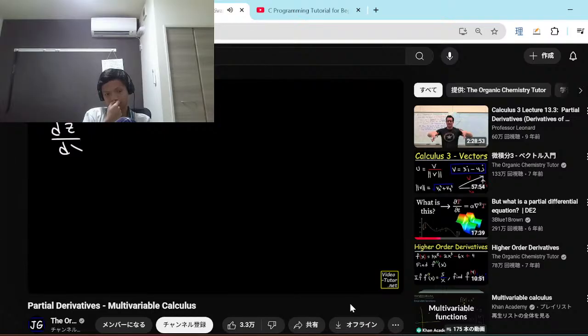So let's find dz/dx. Notice that x to the fourth is a variable, and e to the y to the fifth is a constant because it doesn't have an x variable. It only has a y variable. So we're going to differentiate x to the fourth, which is 4x cubed, and then simply rewrite the constant. So that's dz/dx. Now dz/dy, x to the fourth is not a constant, so we're just going to rewrite it.